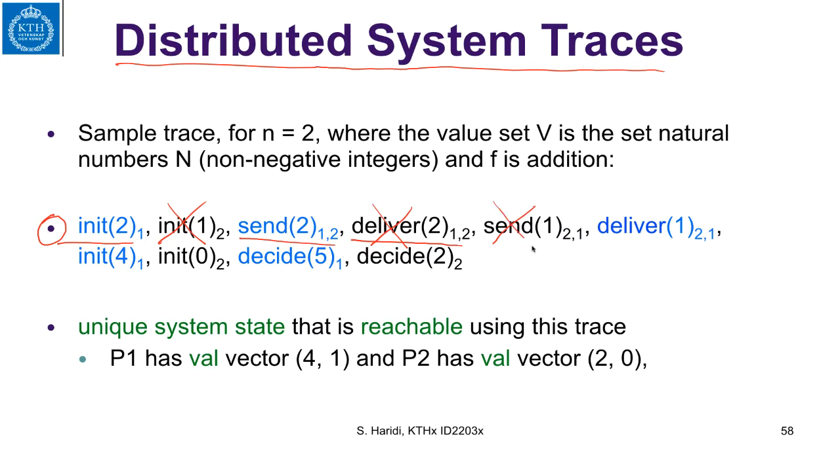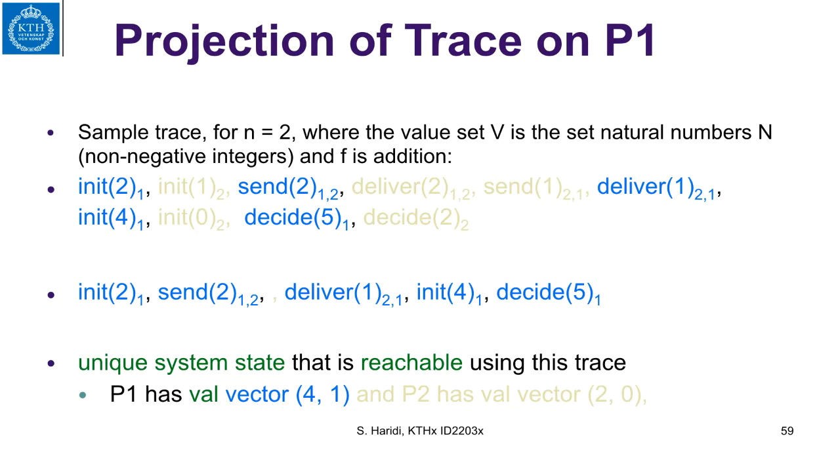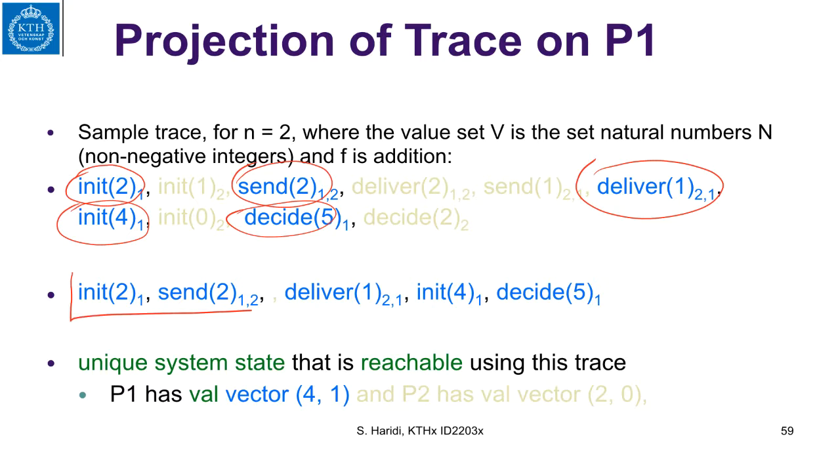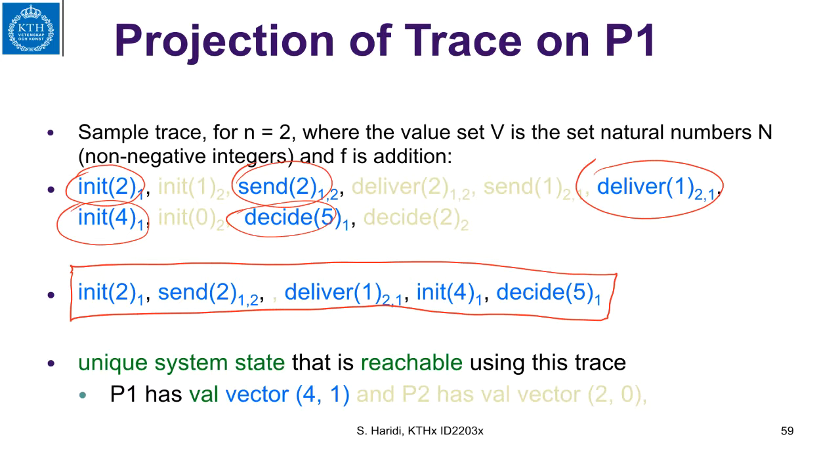This is a send by process P2. This happens at P1. This happens at P1. This is at P2. This happens at P1, and this is at P2. So that gives us the following sequence. This one, followed by this one, followed by this one, and this one. And here we have it like this. So this is the trace projected on process P1.